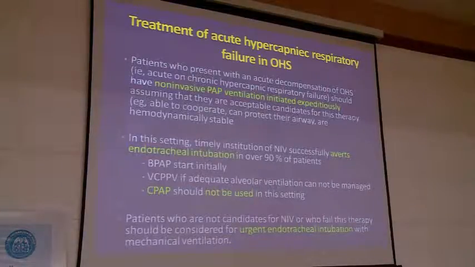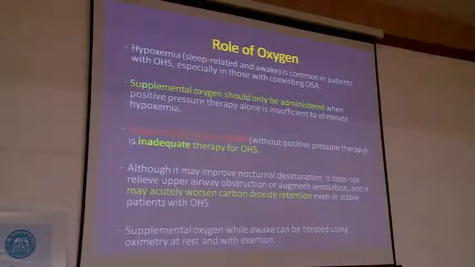If BiPAP is not helping, then you give volume cycle positive pressure ventilation. If the patient is worsening, please quickly intubate the patient and give mechanical ventilation. Otherwise, he'll collapse. Intubation is so difficult anyways. You can't just wait. And also, if the patient is very drowsy, hemodynamically unstable, don't give positive pressure ventilation. Straight away, intubate the patient, give mechanical ventilation.